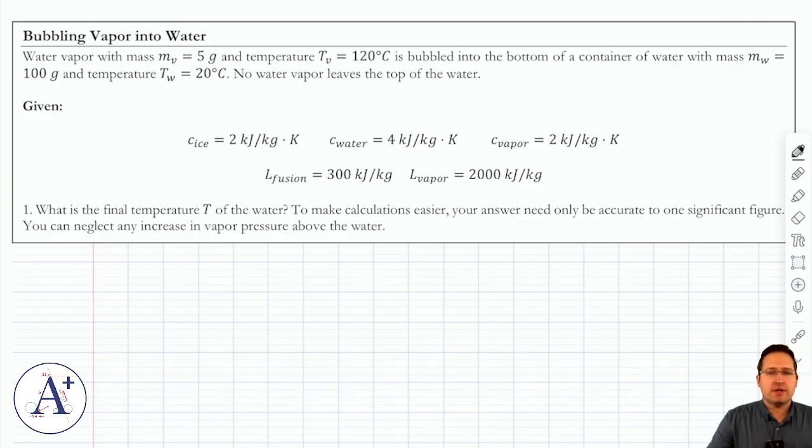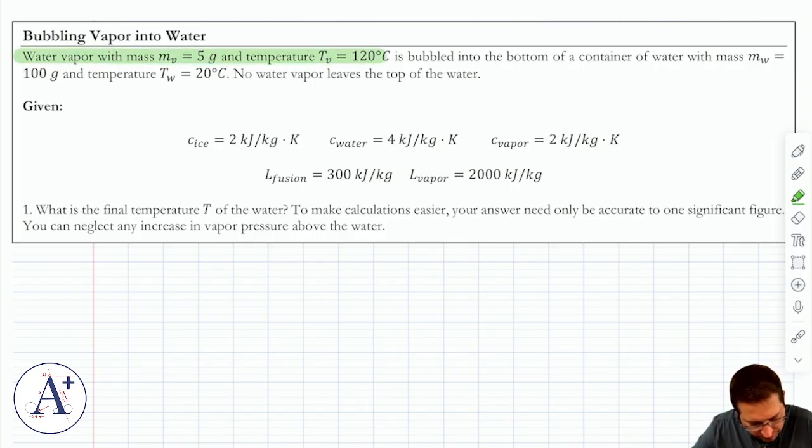Okay, so we have water vapor, 5 grams of it at 120 degrees Celsius, that gets bubbled into the bottom of a container of water that holds a mass M water of 100 grams at a temperature of 20 degrees Celsius. And we are told that no water vapor leaves the top of the water. If that's the case, we would like to figure out what is the final temperature of the water.